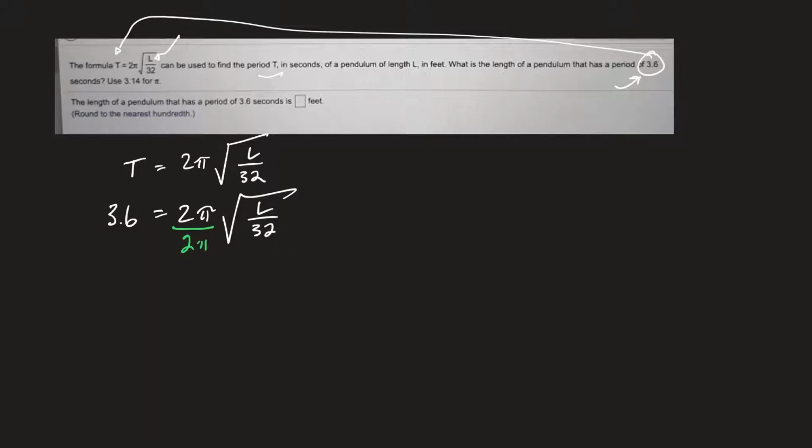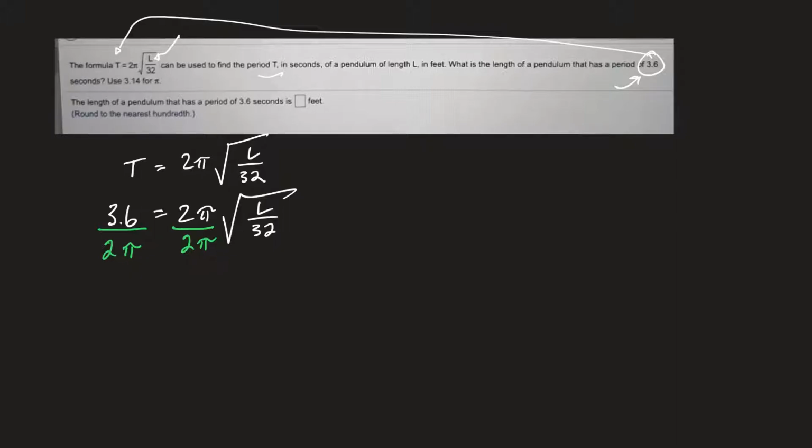Okay. So my formula, t equals 2 pi square root L over 32. So let's put in our 3.6 for t. So 3.6 equals 2 pi times the square root of L over 32. So I need to isolate the square root of L over 32. So I need to get rid of this 2 pi here. So to get rid of the 2 pi, I'm going to divide this side by 2 pi. If I do that, I'll have to divide this side by 2 pi.